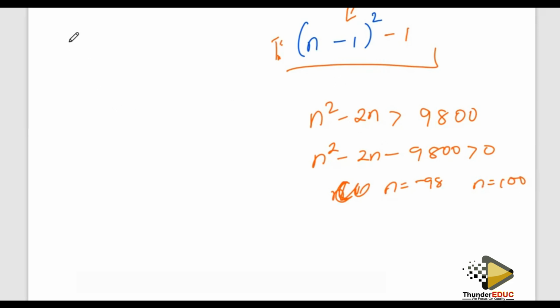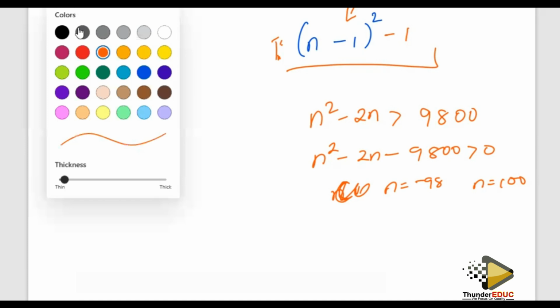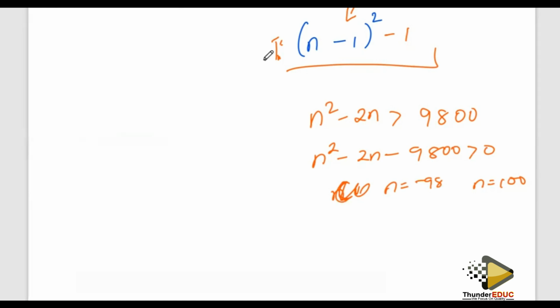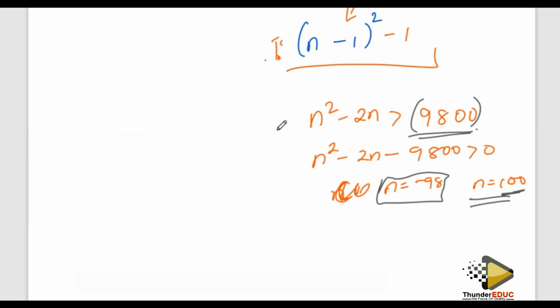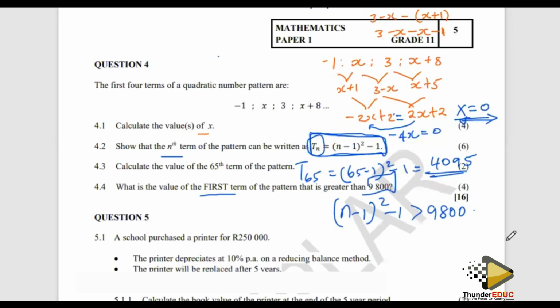One thing we said under the starting phase was that we can never have n as a negative. So automatically this is out. Okay. But then this 100 is going to give us the 9,800 straight away. The question is asking for the first term that is greater. So the closest of the positions, when I say n is 101. So that's how that could be answered.